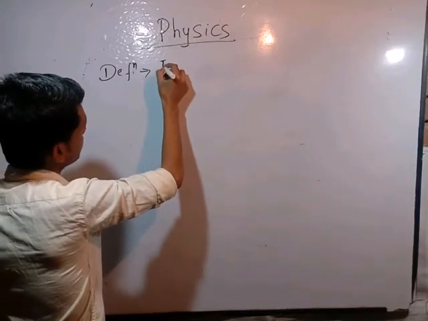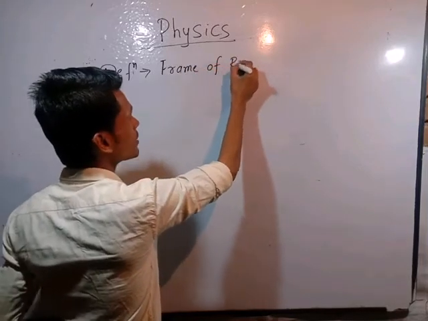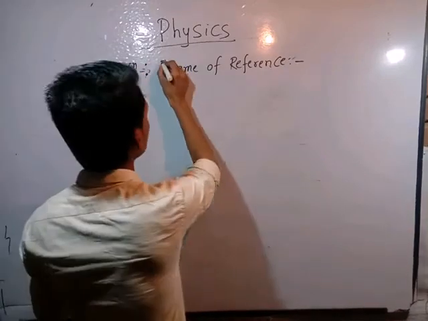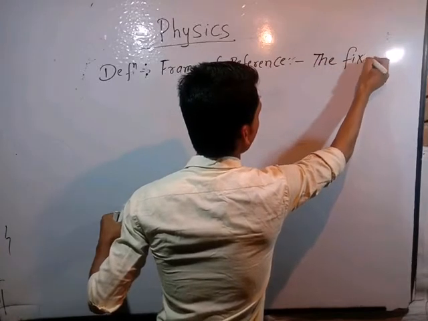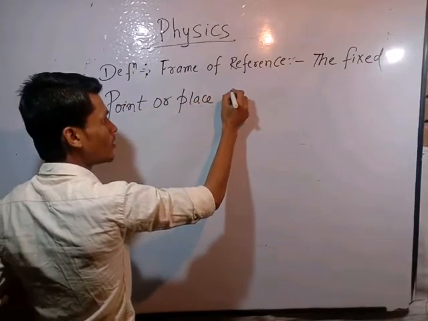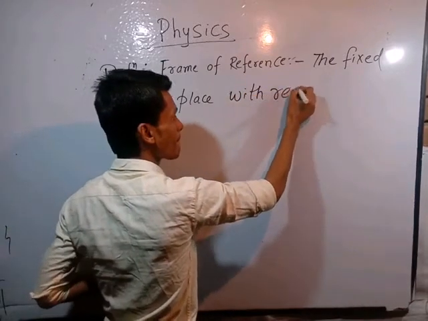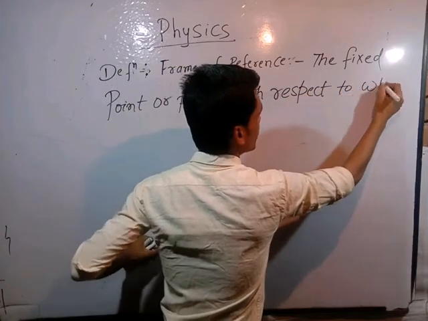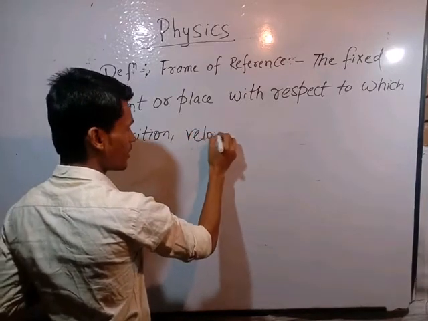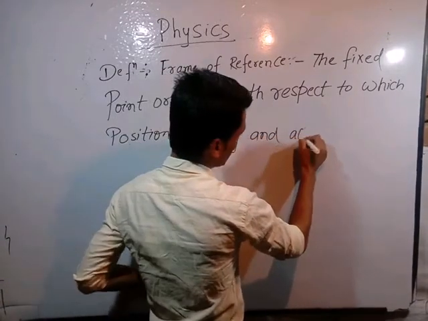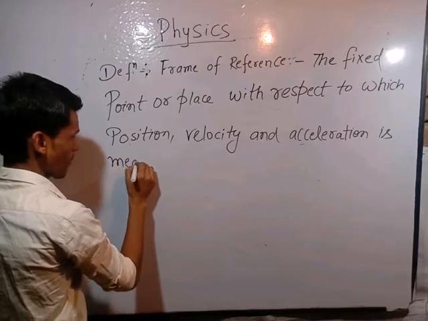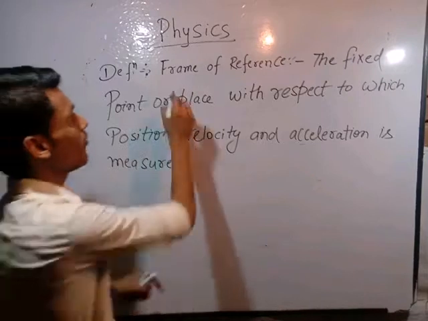Write down: frame of reference. The fixed point or place with respect to which position, velocity and acceleration is measured, then we call it frame of reference.